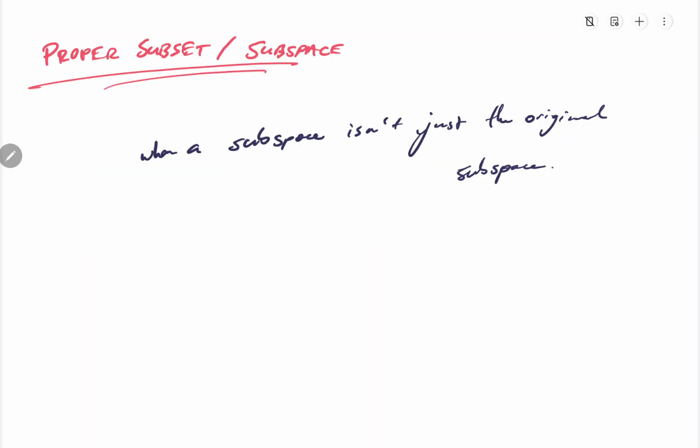All right, so a proper subspace is when a subspace isn't just the original space. If we go back to the original, this applies for sets and subspaces. So this blue part is a proper subspace, because it doesn't include everything. However, if I do this, this will not be a proper subspace, because it's just everything again. So remember that.